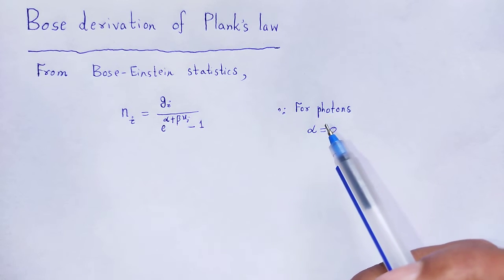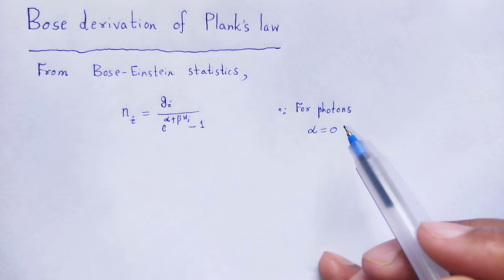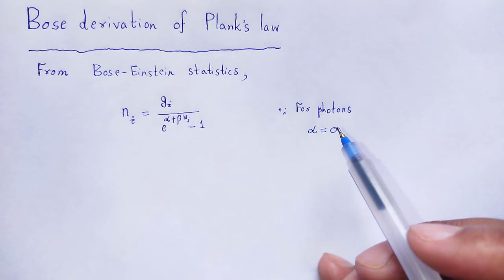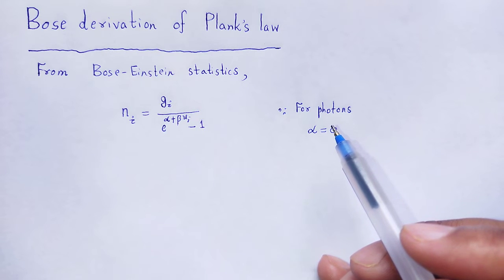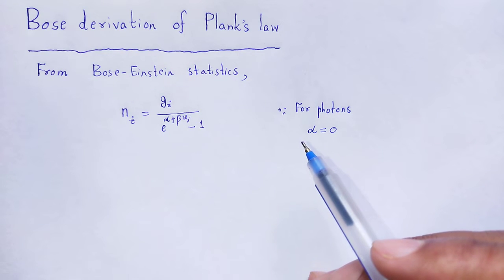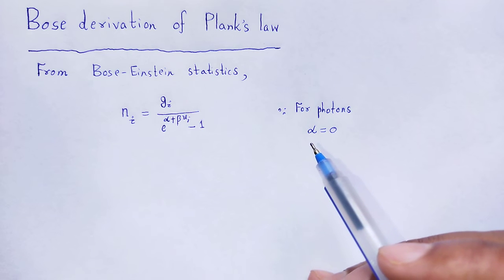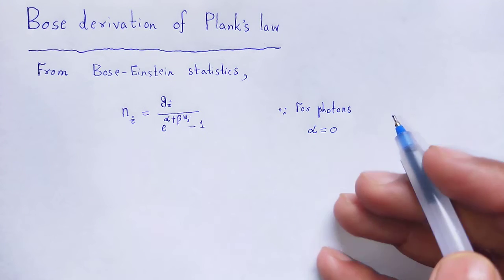But photons are not constant within the system. They are created as well as destroyed, meaning the number of photons varies in a particular system. Therefore, that entire term alpha into summation over dNi is not equal to 0. Therefore, alpha must be 0, so that constant will be 0 for photons.